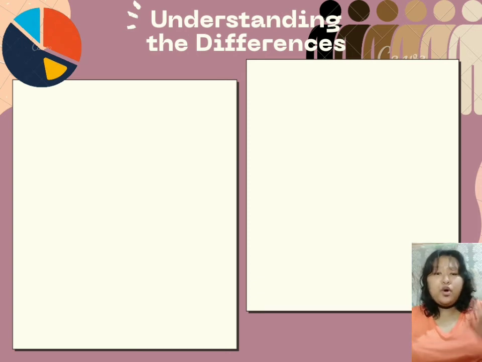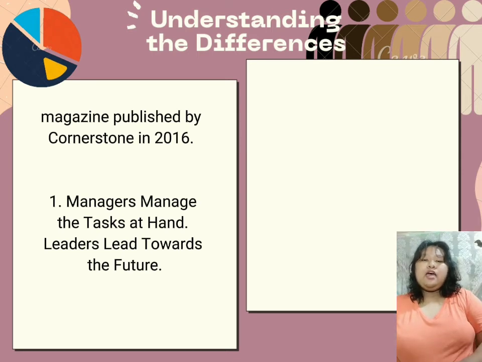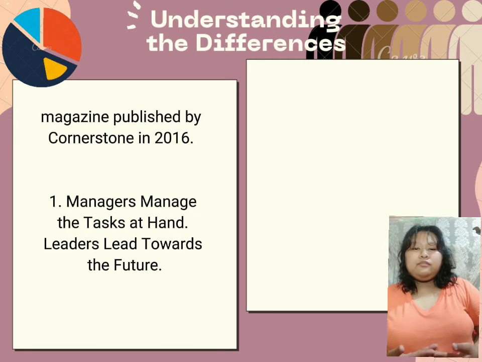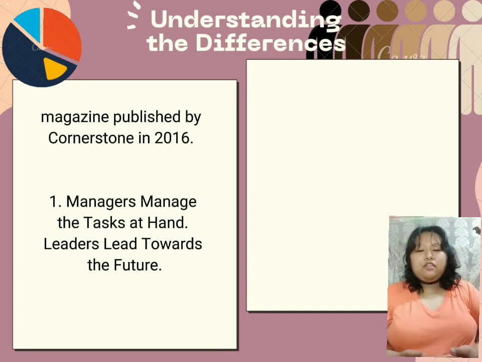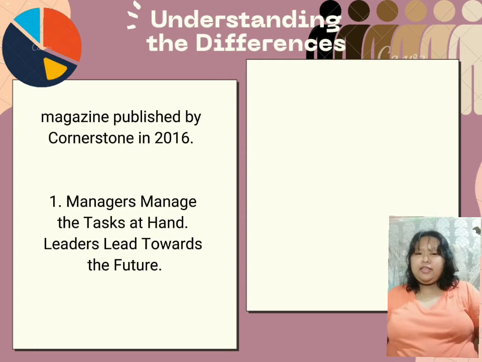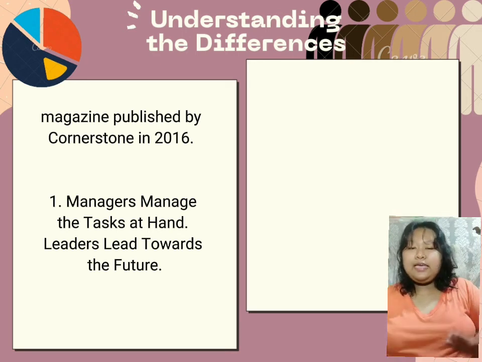Besides, there are 5 important differences between these two, according to the magazine published by Cornerstone, year 2016. So firstly, it's stated here that managers manage the tasks at hand, while leaders lead towards the future. Managers are focused on getting the current job done, while the leader is looking at the big picture. For instance, in school, when the principal is focusing on how the daily tasks are being accomplished, he or she manages it. But when the principal sets the goals of what to accomplish by the school in the longer run, then he or she is leading.